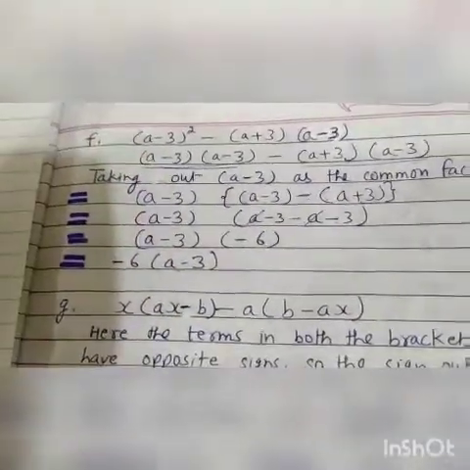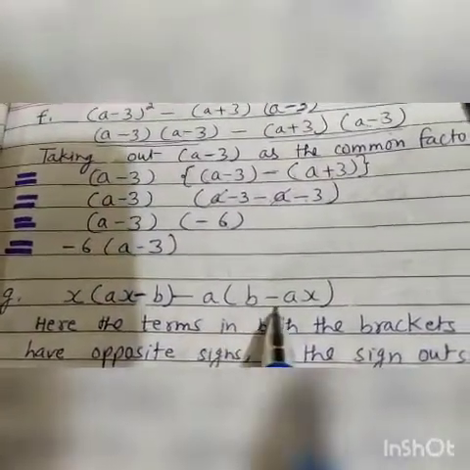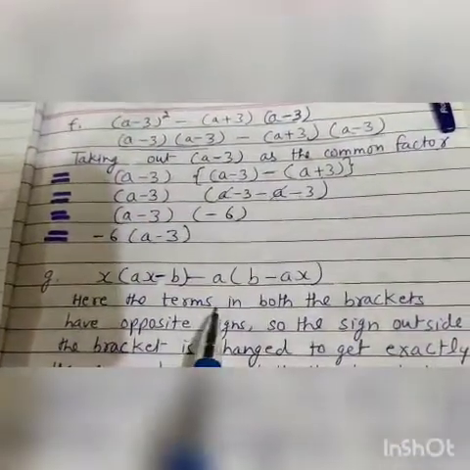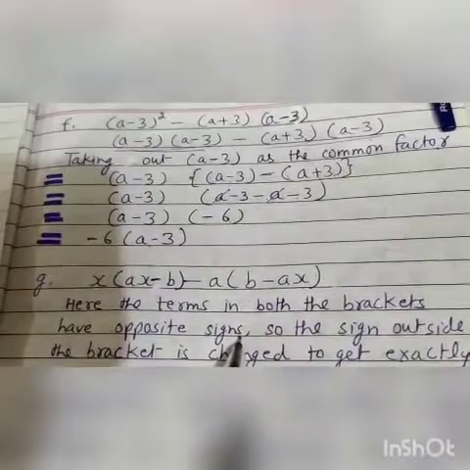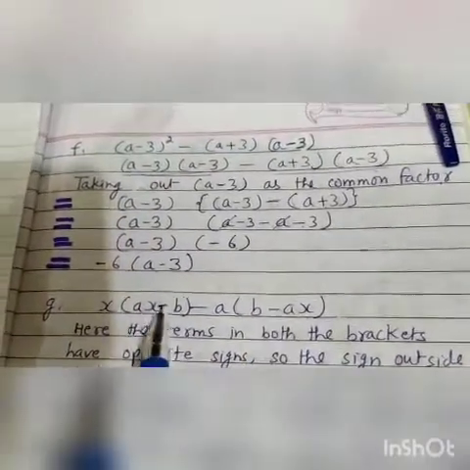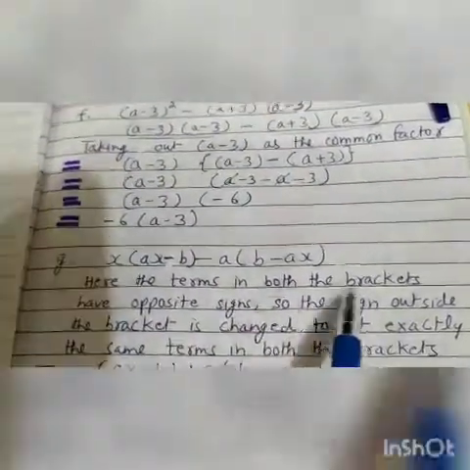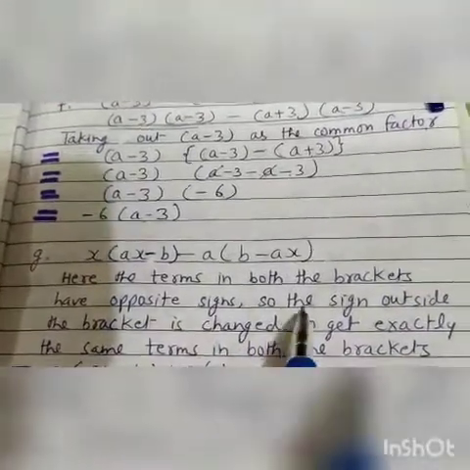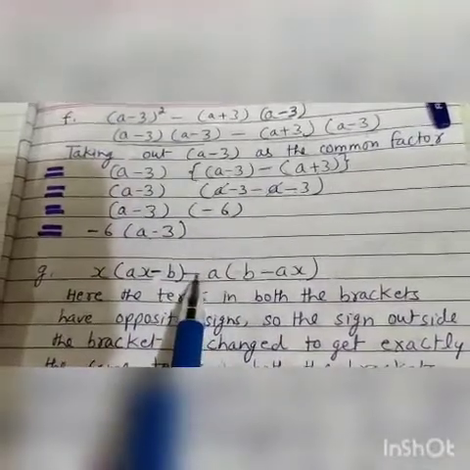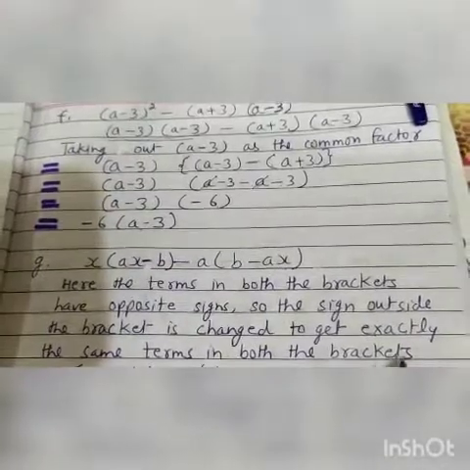Next part, G. x into (ax − b) minus a(b − ax). See here again. Here the terms in both the brackets have opposite sign. This ax is plus and this ax is minus. This b is minus and this b is plus. So here the terms in both the brackets have opposite sign. So the sign outside the bracket is changed. This minus sign will be changed to get exactly the same terms in both the brackets.